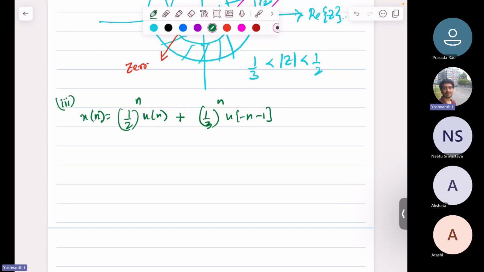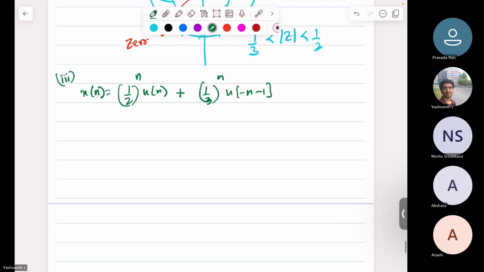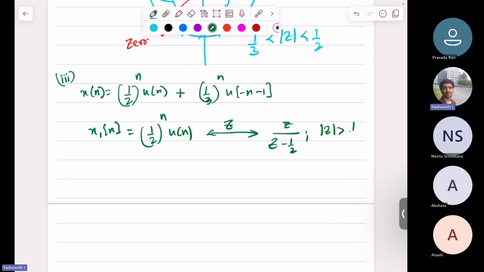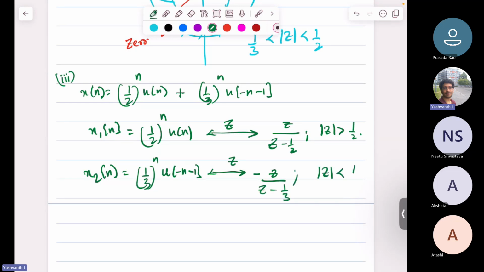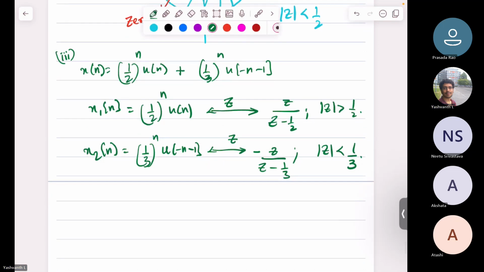Okay, now can you guess what is the answer? Same thing, you can do the same thing. x1 of n is nothing but 1 by 2 power n into u of n, whose z transform will be z by z minus half with mod z greater than half. Similarly, x2 of n is 1 by 3 power n into u of minus n minus 1, which will have a z transform of minus z by z minus 1 by 3 with mod z less than 1 by 3.